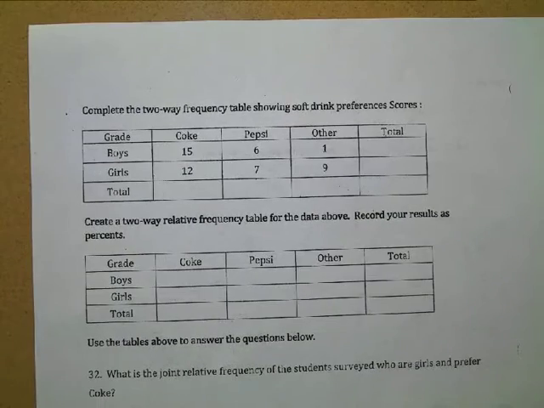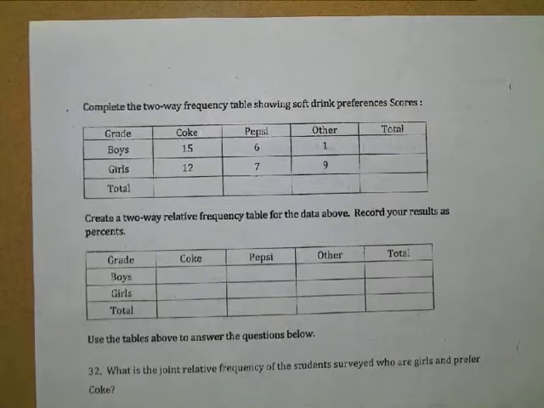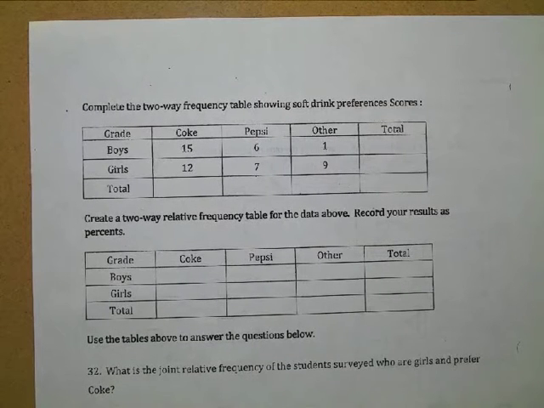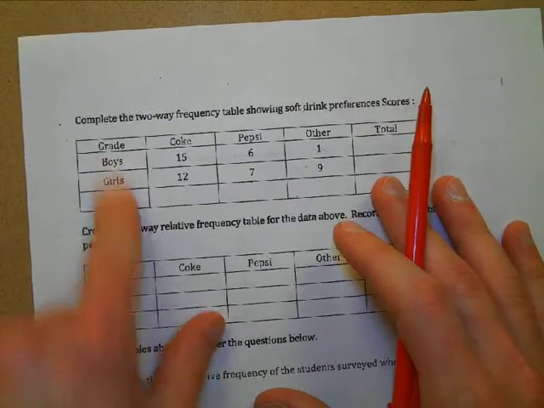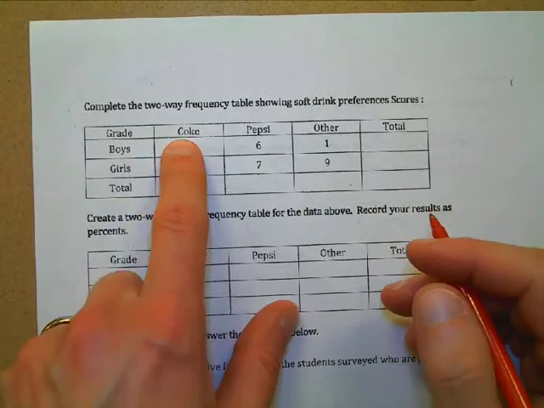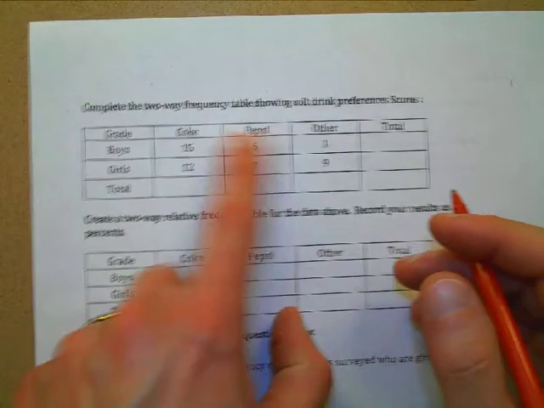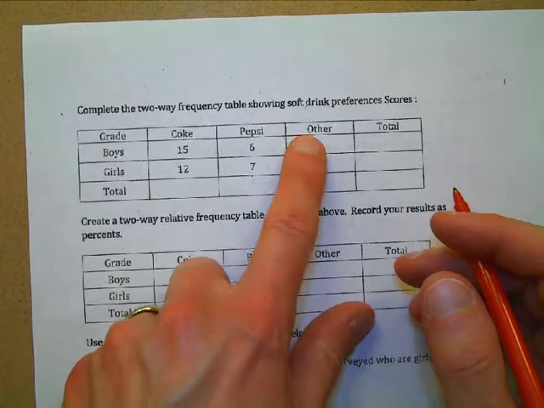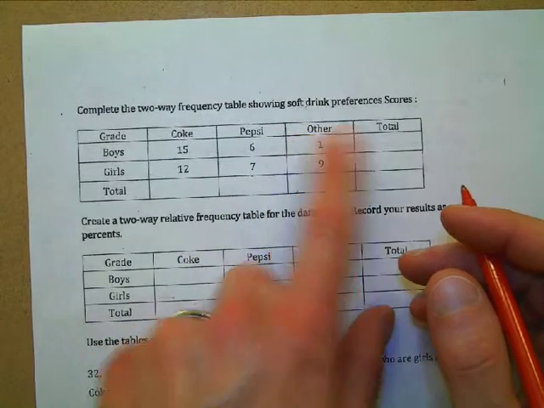All right. So anyway, the two-way frequency table is showing soft drink preferences. Let's complete this one. Again, we've got things broken down into boys and girls here. We have then people's preferences for soft drinks. So we have Coke, Pepsi, and then other. All right. So let's come up with our totals here.